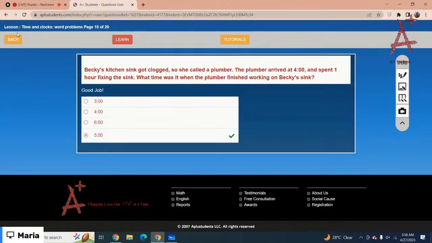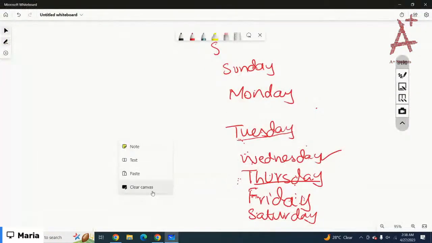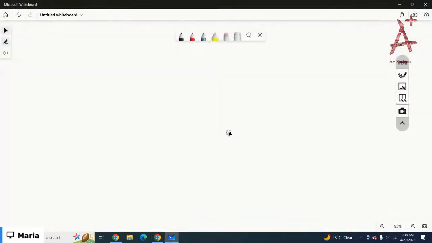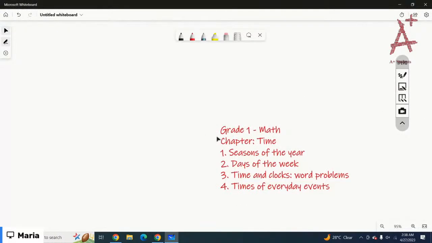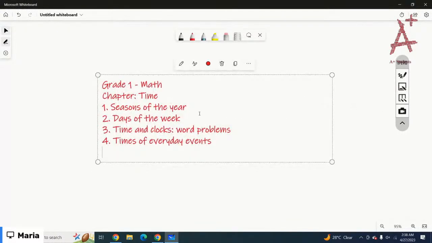Okay, you can complete the test by yourself later today. So we're working on grade 1 maths. The chapter we're working on is time, and the lessons we have covered are seasons of the year, days of the week, time and clock, word problems. Please make sure before the next session you complete all the test questions for the lessons we did today. If you need more help with any of the lessons, you can contact any tutor on Skype. They are available from Monday to Friday, 5 to 9.